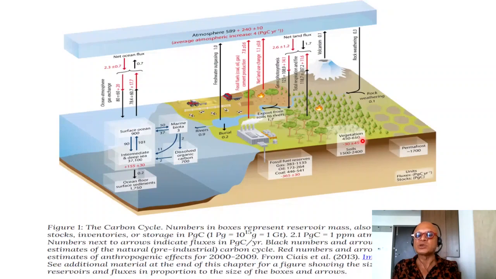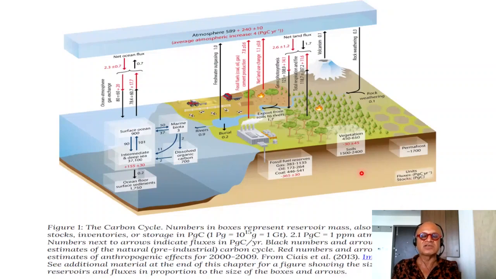Uncertainty is quite large there with anthropogenic fluxes, deforestation, agriculture, etc. of minus 30 plus minus 4.5. Or it may be 45 there, so large uncertainty. Soils have a reservoir of 1500 to 2400 petagram carbon. So the units are petagram carbon per year, and stocks are in petagram carbon.